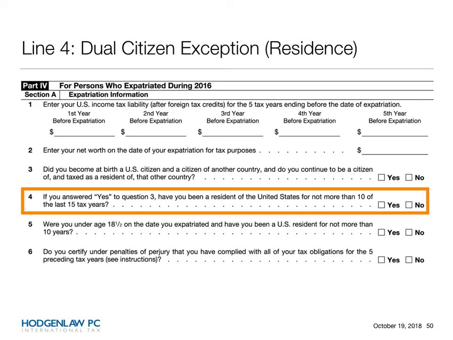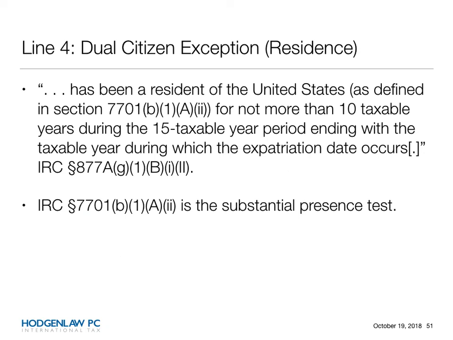Line 4 is the second barrel of this double-barreled shotgun for what you need to satisfy in order to use the dual citizen exception, and that's a residence test. You can't use this dual citizen exception if you've lived in the United States too much in the previous 15 years. And to figure out whether you've lived in the United States too much in the last 15 years, you use the regular old substantial presence test under Section 7701. And you just look at the 15 years that ends with your expatriation date, and you say, applying the expatriation date, was I a resident of the United States in not more than 10 of those years? So that's your test. In most cases, this is blindingly obvious. The person has been living abroad for the whole period or almost the whole period, and so it's not an issue.